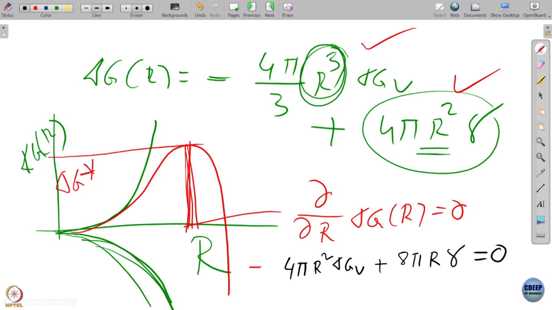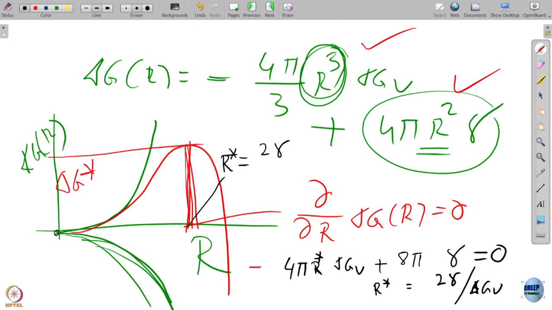Now, r equal to 0 is one of the solutions, partly because this is the minimum. So, r equal to 0 is a solution, but that is not the solution you want. So, we then divide by r. So, this goes out and this becomes r. Now, this r becomes my r star. The second solution is r star, and that is now given by r star equal to 2 gamma by delta g v. This is a beautiful expression, the expression of the critical radius.